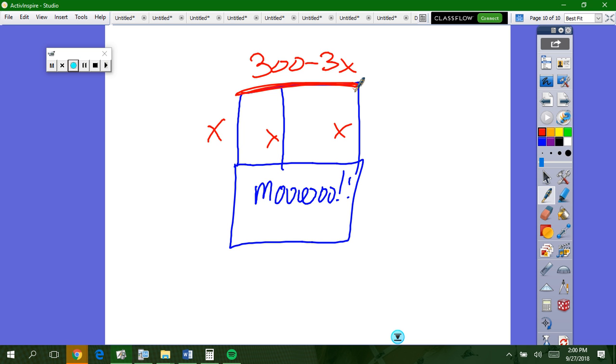Now, what was the 4,800? That was the area of this, correct? Well, what's the area of that? Length times width. So it is x times 300 minus 3x. You see what I'm doing? Distributing through.